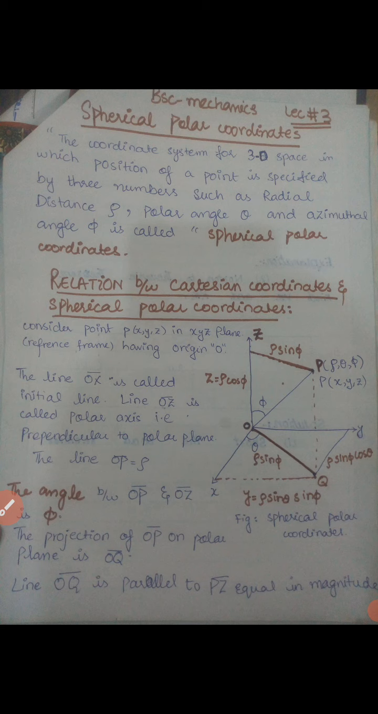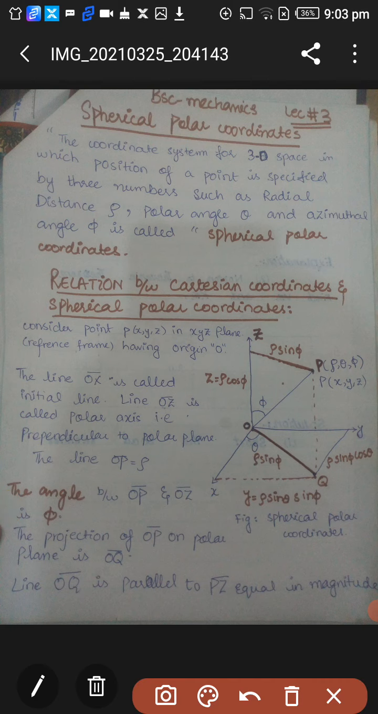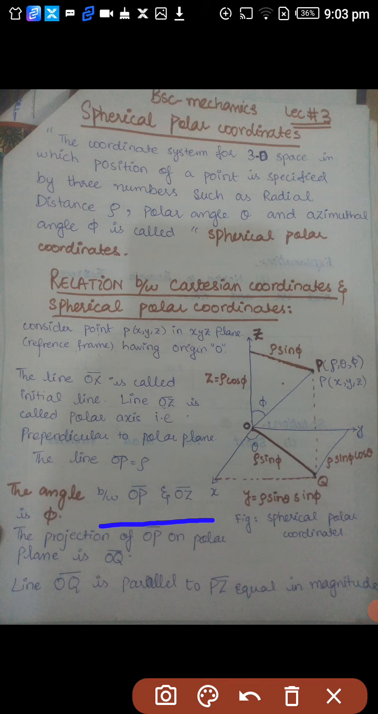Now, the angle between OP and OZ is phi. I am discussing the line OP and OZ, and you can see that OP and OZ have the same angle, that is phi, only phi. Now next, the projection of OP on the polar plane is OQ.